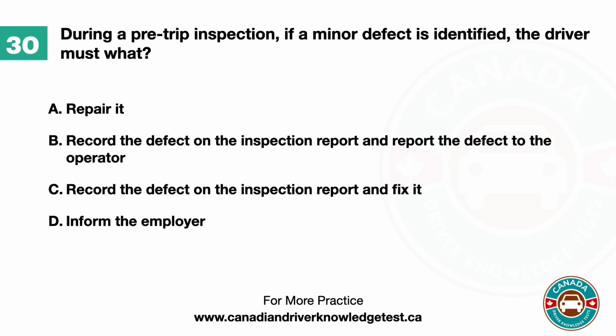Question 30. During a pre-trip inspection, if a minor defect is identified, the driver must what? A. Repair it. B. Record the defect on the inspection report and report the defect to the operator. C. Record the defect on the inspection report and fix it. D. Inform the employer. The answer is B. Record the defect on the inspection report and report the defect to the operator.